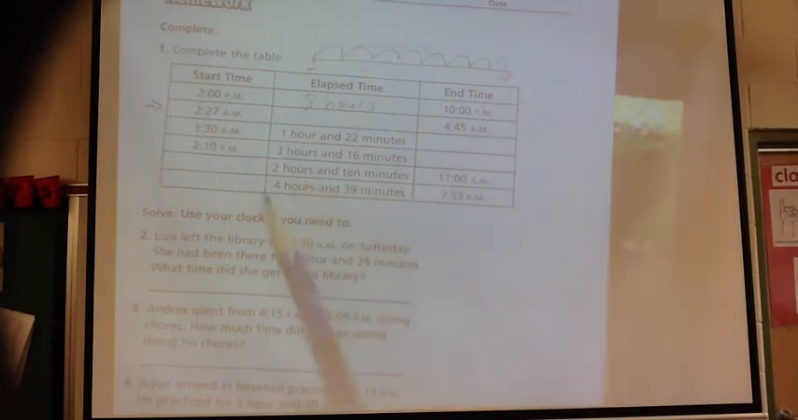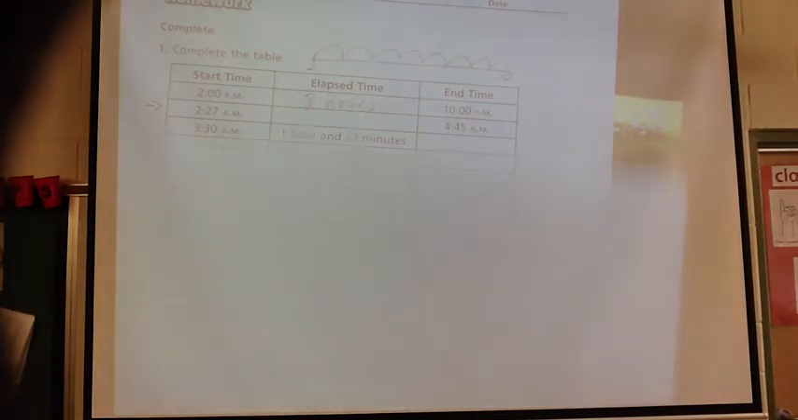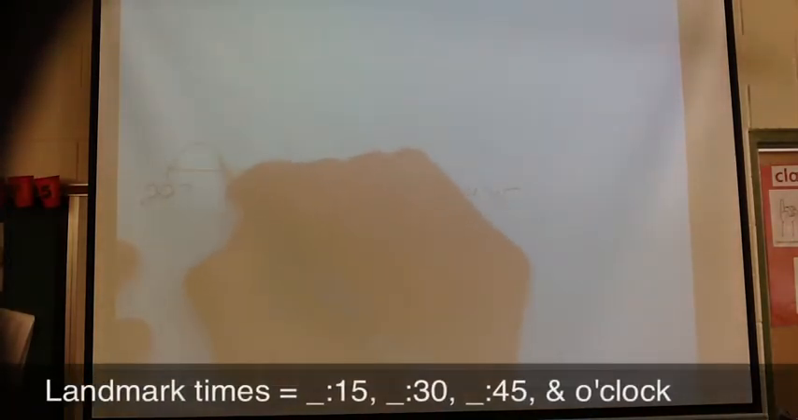It becomes more important when you have a problem like this that you're able to do this timeline method. So from 2:27 to 4:45, in order to figure that out, I like to put it on a timeline. I don't like to count 2:27, 2:37, 2:47. You could do that, but I like to get to kind of a landmark time first. So I know that in 3 minutes from 2:27 it'll be 2:30.